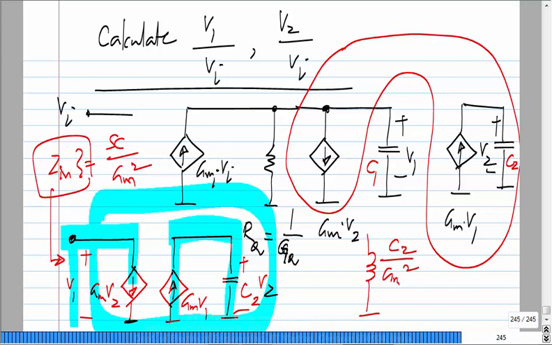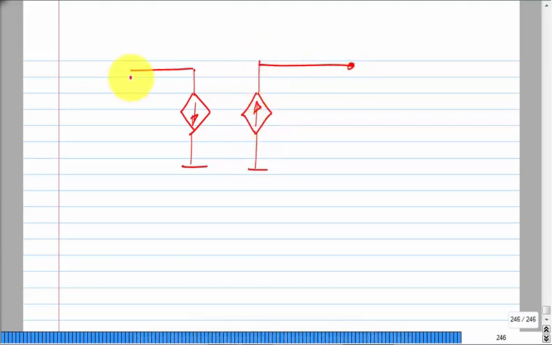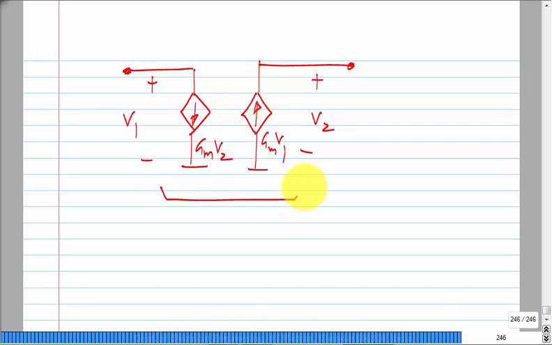So, this structure, if this is V1, this is V2, this one is GM V2, this is GM V1. It just consists of two control sources with opposite polarities, right? One is drawing current, the other one is pushing current. So, this is known as a gyrator.